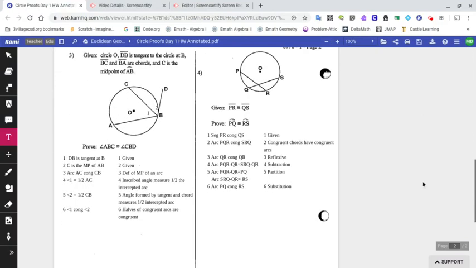And in number 4, PR and QS are congruent to each other, and we need to get PQ, that smaller arc, congruent to SR or RS. So we're going to be using subtraction, similar to how we did addition in number 1. So segment PR and QS are congruent. That means the arcs PQR and SRQ are congruent, chords of congruent arcs. Our QR is congruent to itself by reflexive, and then using subtraction, partition, and substitution to get those two arcs PQ and RS congruent to each other.